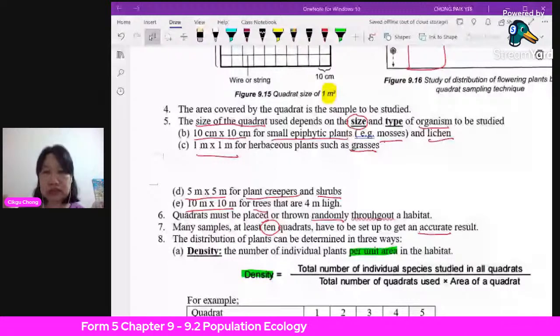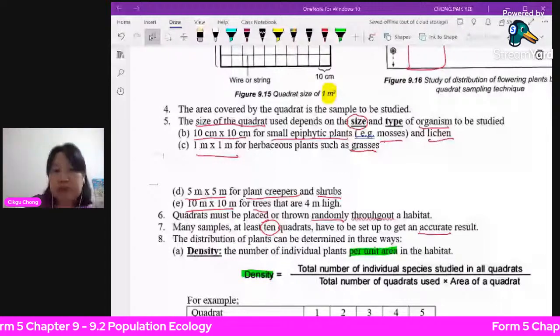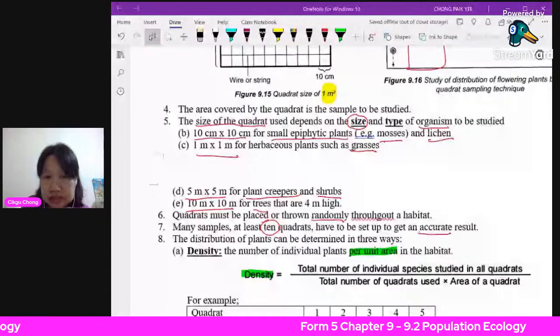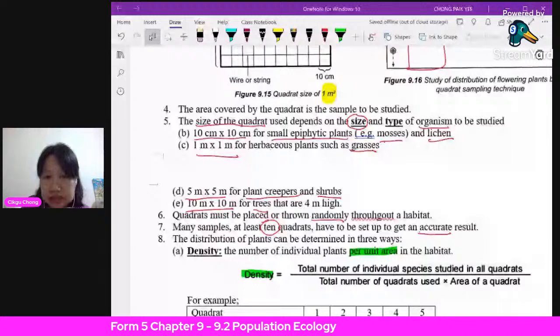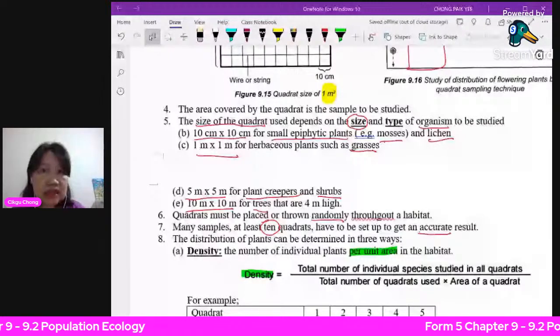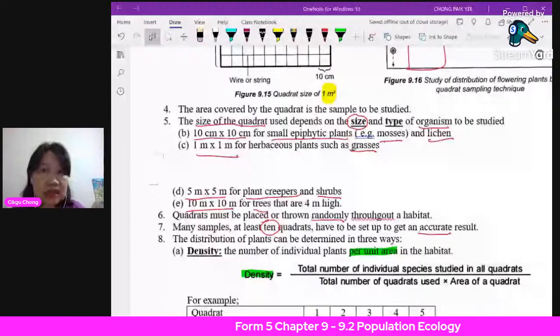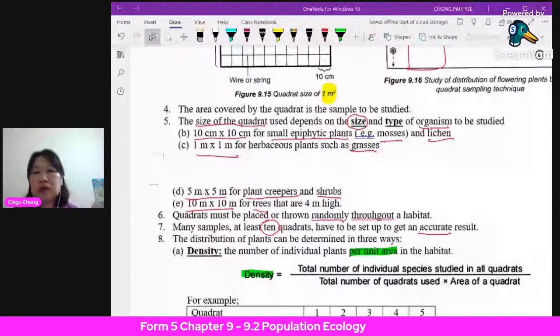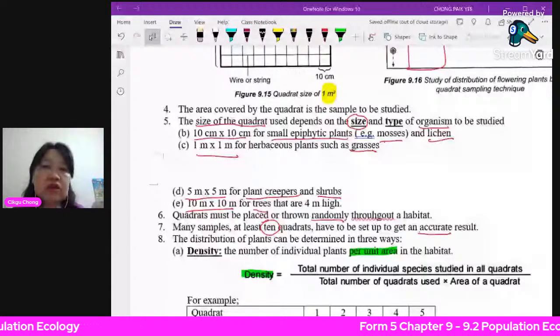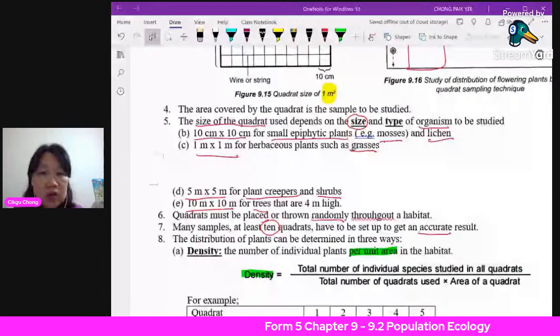So you can place it or you can throw randomly. Now, usually you do 10 quadrats, okay, to get an accurate result. The more, the better. Always remember, this is statistical rule. We learn about statistics later in form 6, if you do maths. The more sampling you take, your answer will be definitely more accurate. So statistics, okay, sampling. Now, how do you count with all your results? How are you going to get your number? Okay, so now we're going to learn how to do the calculation.